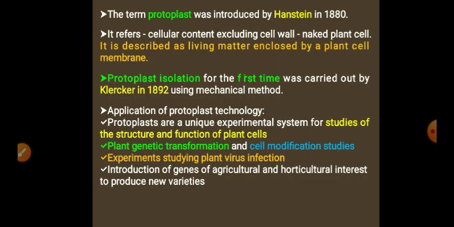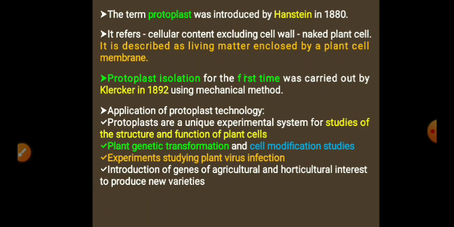The term protoplast was coined by scientist Hanstein in the year 1880. He referred to the protoplast as the naked plant cell. Then later, in the year 1892, Klercker successfully isolated the protoplast for the first time using a mechanical method.